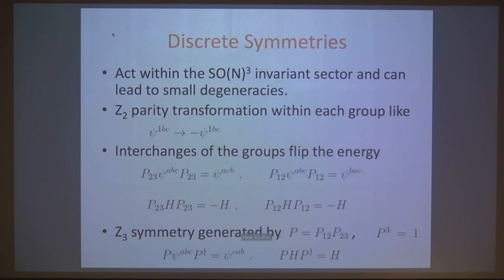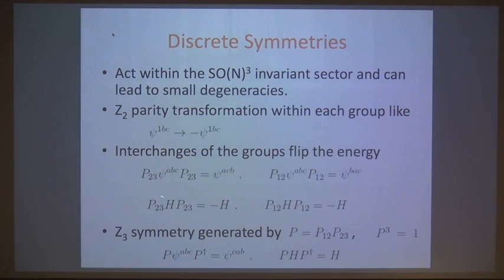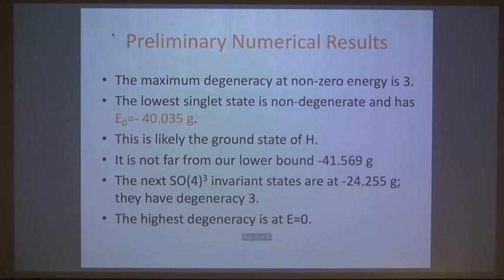And this is due to the fact that even when you gauge SO4 cubed, there are still some discrete symmetries. For example, if you cyclically permute the indices, namely the three gauge groups, it's a symmetry of the Hamiltonian. So there is a Z3 subgroup, and there are also Z2 parity transformations within each O4. So there are these parities distinguishing different states and the cyclic symmetry. We think we know what the full group is, but still need to check a few things. But what we see from preliminary numerical results is that this truncation to singlets does not fully remove degeneracies, but makes them small. The maximum degeneracy at non-zero energy is 3.